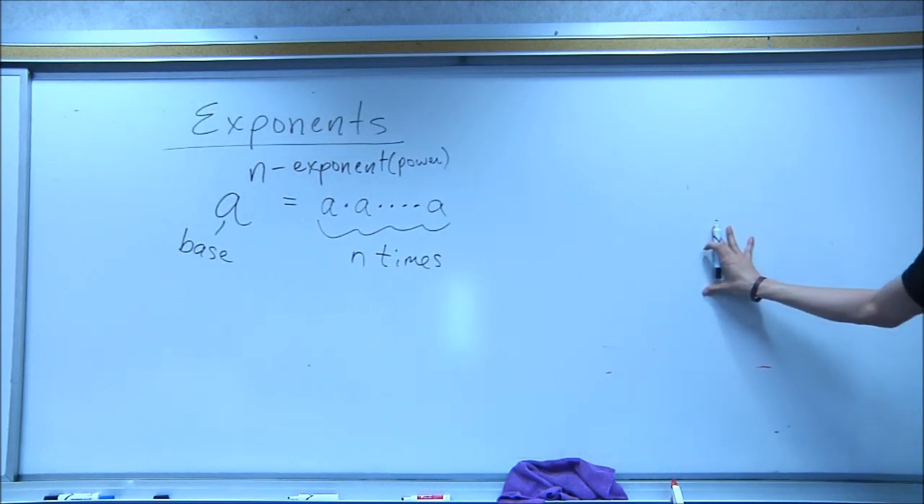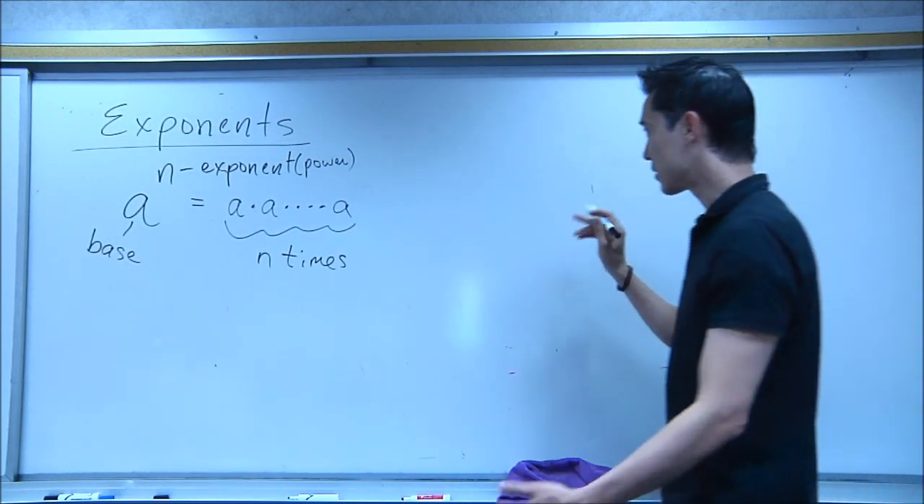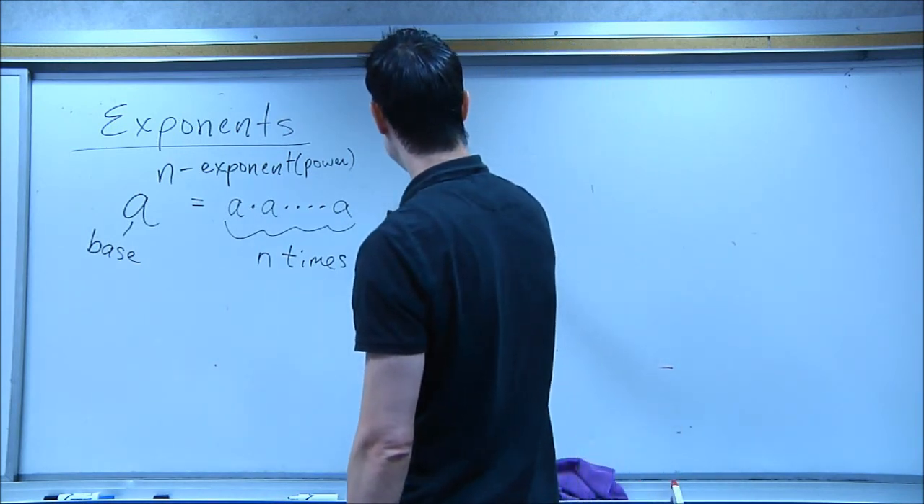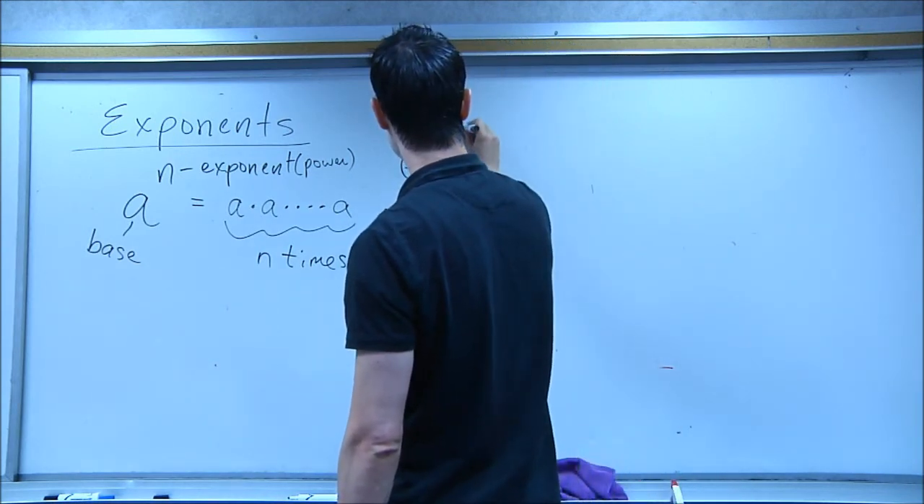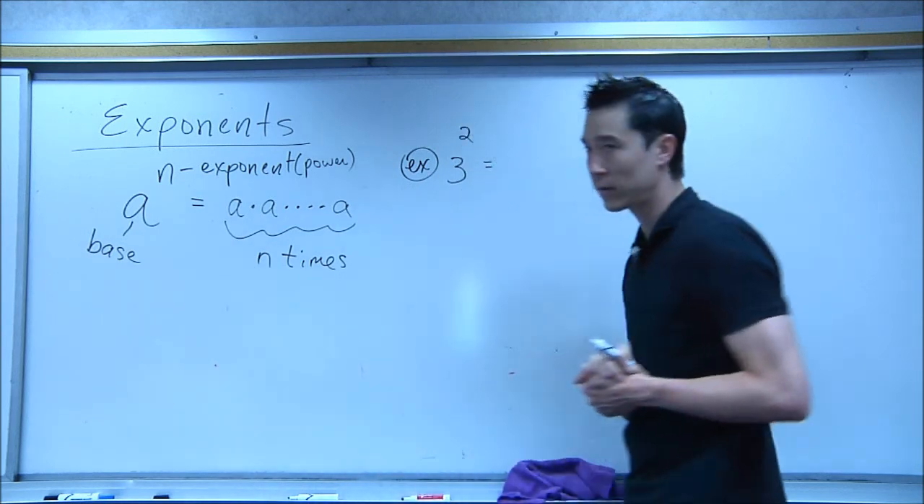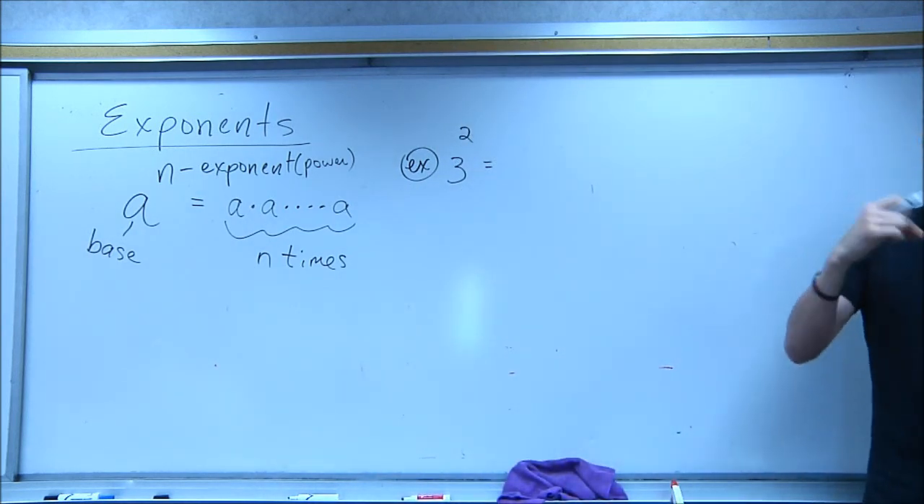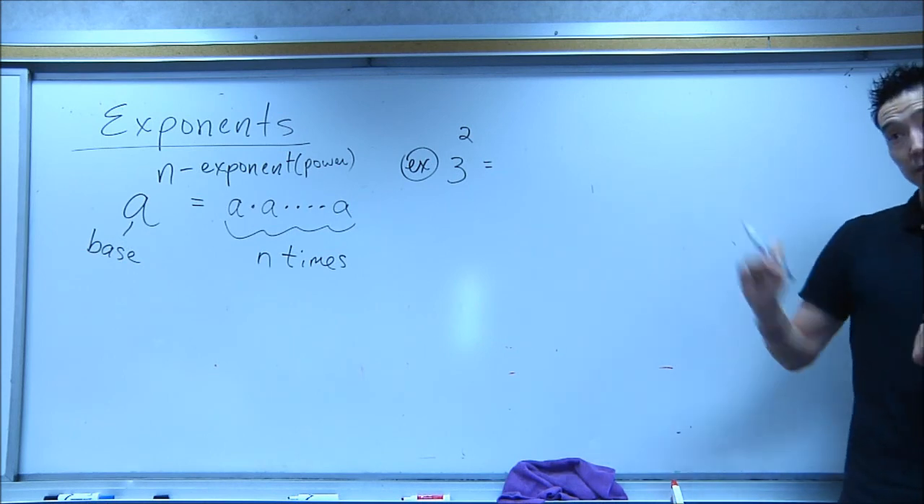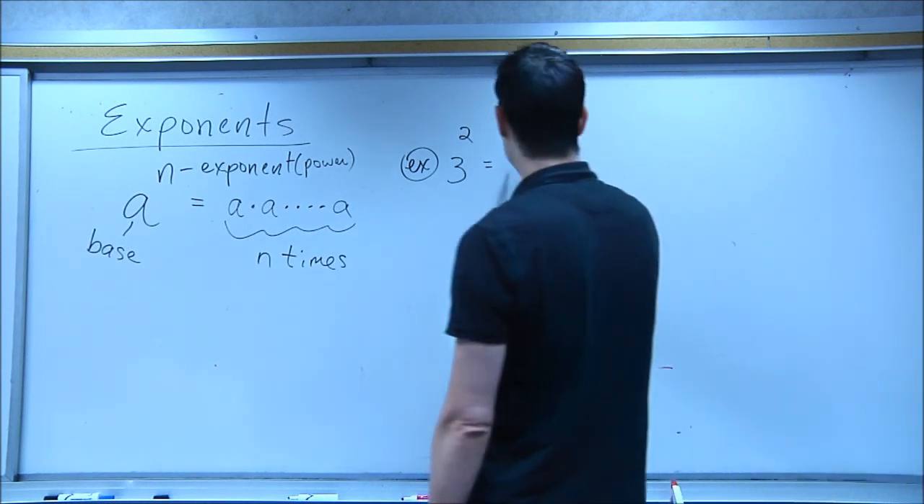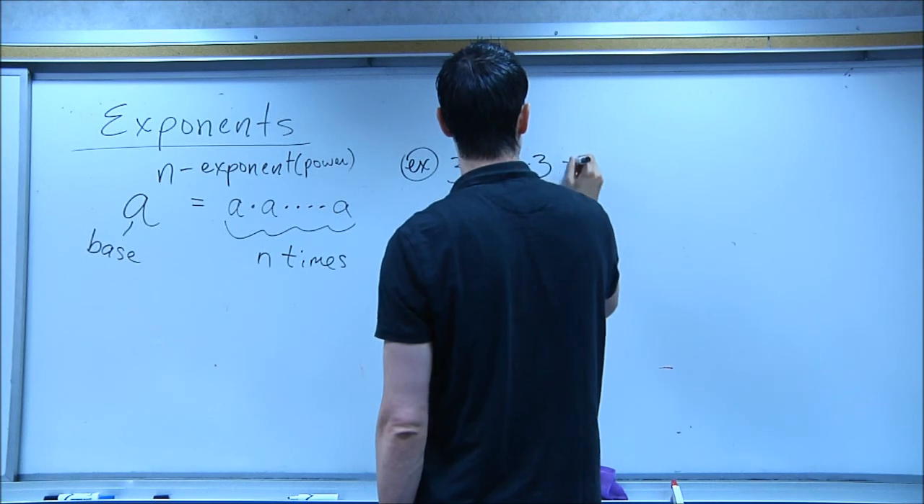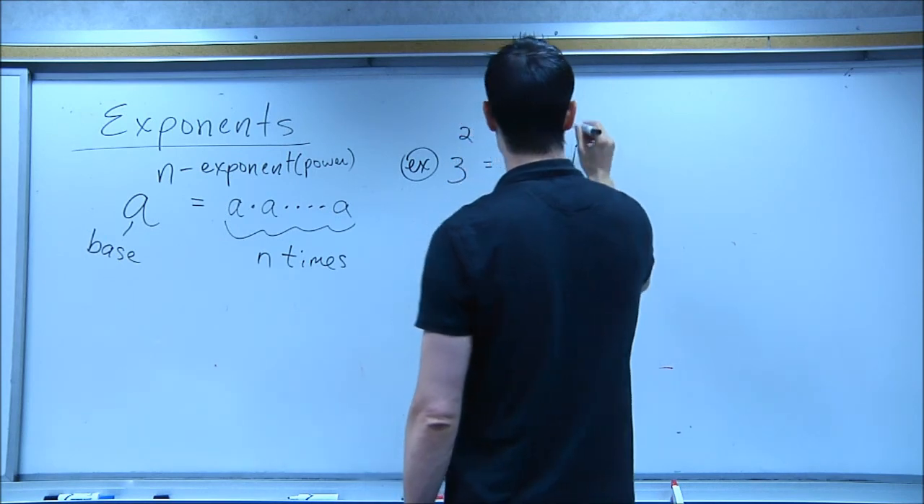So if I start with a really easy example, if I'm asked to take a look at, say, 3 to the second power, all that means to me is I take 3 and I multiply 3 by itself however many times the exponent is. And it's 2, so I'm going to multiply 3 times itself, and 3 times 3 is 9. Okay.